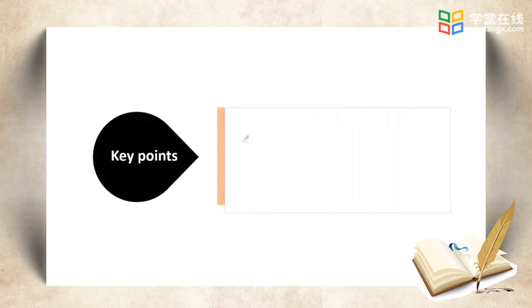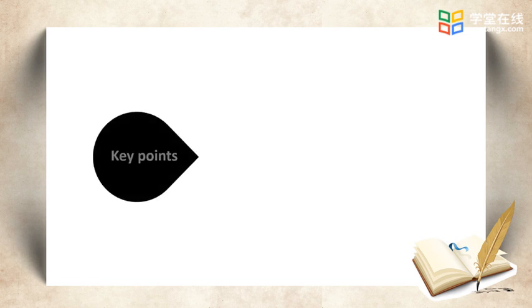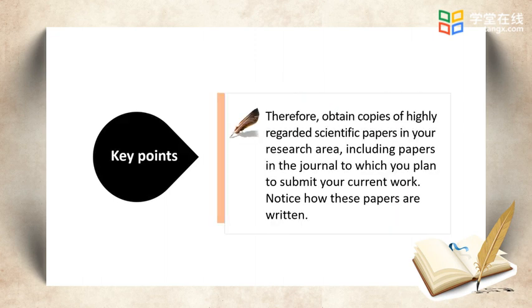The first 3 steps constitute the main preparatory stages. Careful preparation helps academic writing proceed smoothly and effectively. Good writing is largely a matter of effective imitation and disciplined thinking about the nature of your argument and how to present it. Therefore, obtain copies of highly regarded scientific papers in your research area, including papers in the journal to which you plan to submit your current work.